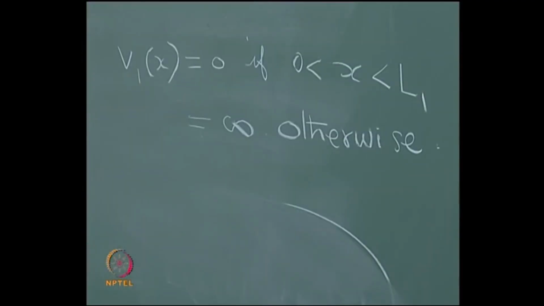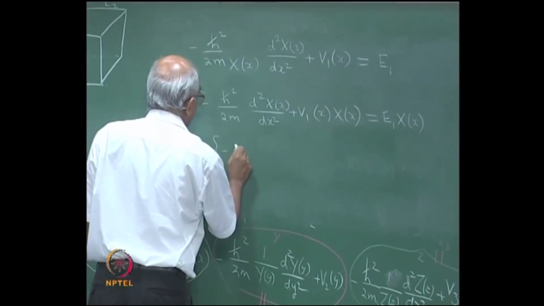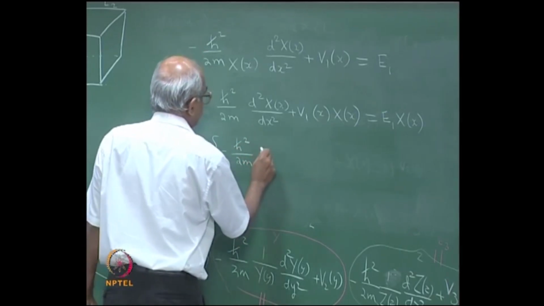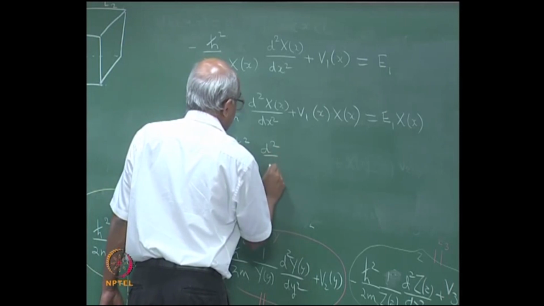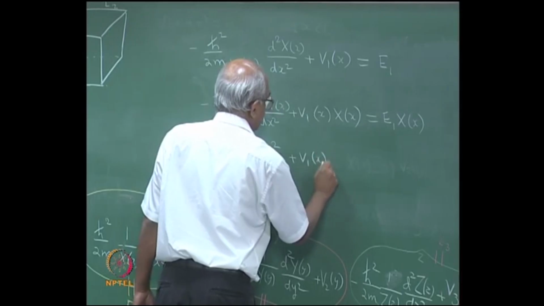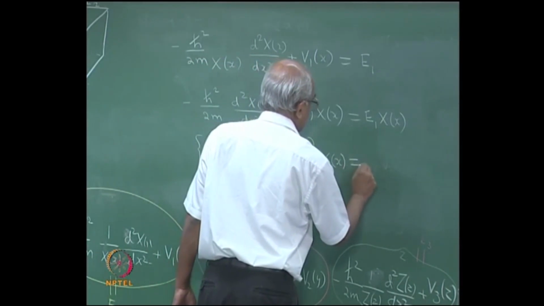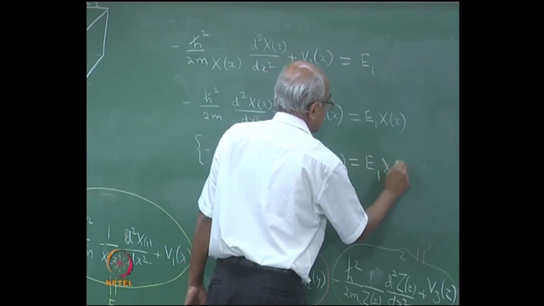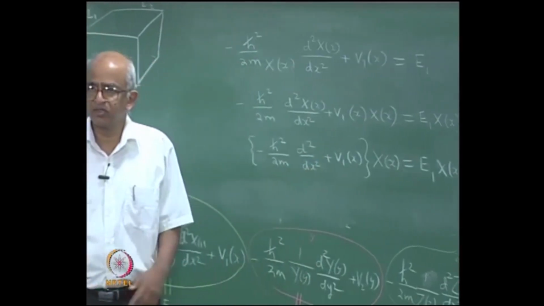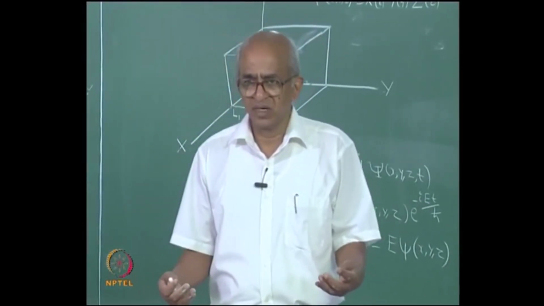Now, if you look at this equation, what is interesting to note is that it may be written as minus h cross square by 2m d square upon dx square plus V1 of x, operating upon capital X of x, is equal to E1 X of x. Right. This equation, if you like, you can write in this fashion. You may wonder why I did that. The answer is extremely simple.